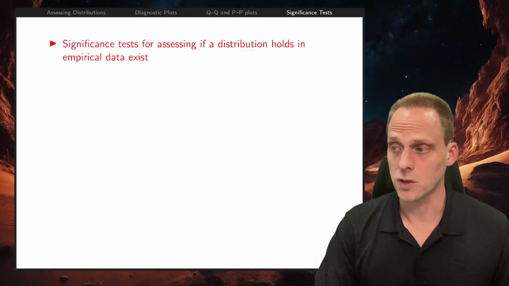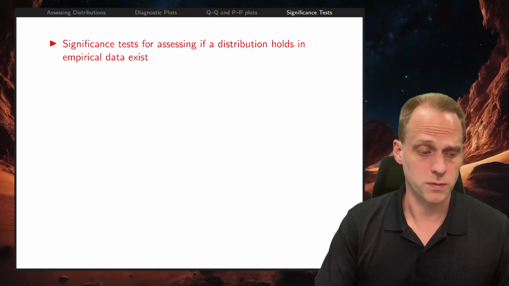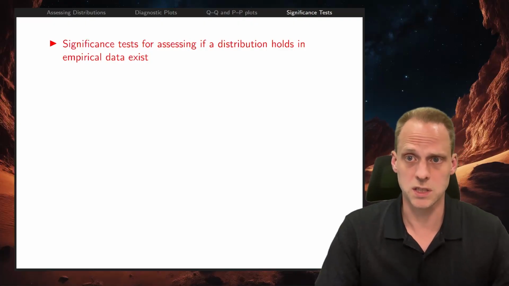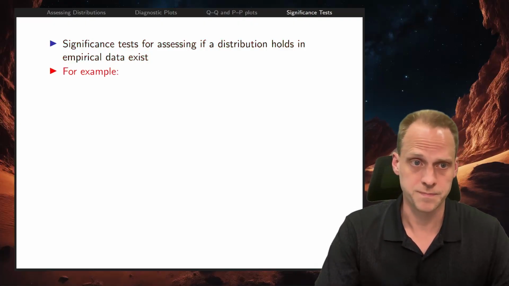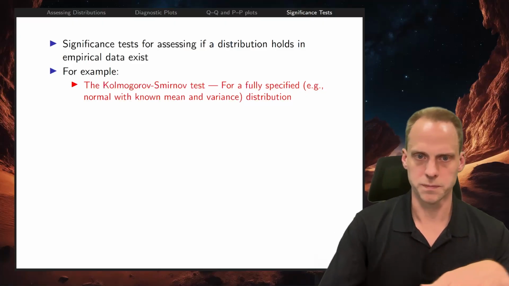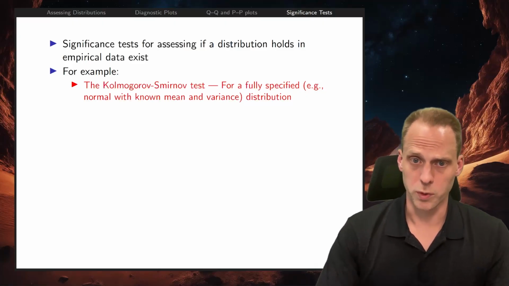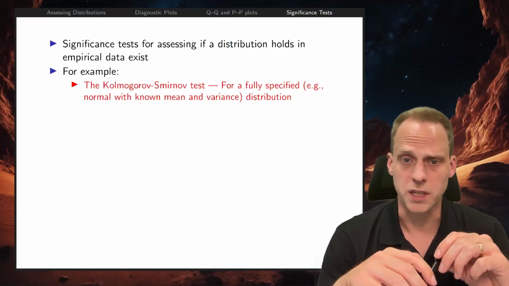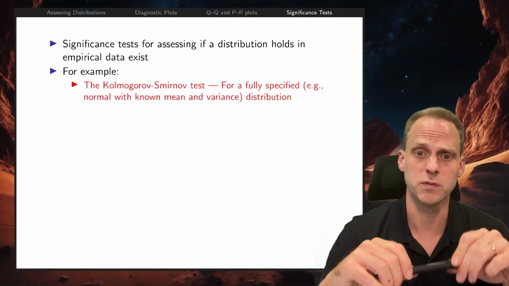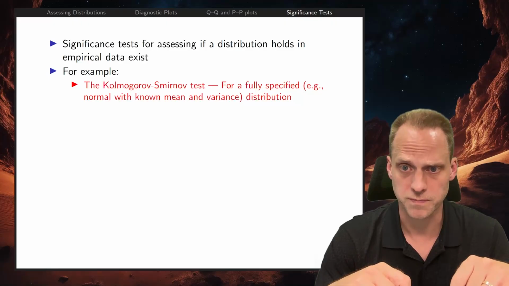The final thing I want to talk about in this video is that instead of looking at plots, we can also use significance tests to see if the distribution holds in the data. There are 2 tests we can use, actually more, but I'll just talk about 2. The Kolmogorov-Smirnov test. This is a test we can use for a fully specified distribution, which means a distribution where we know the mean and the variance.